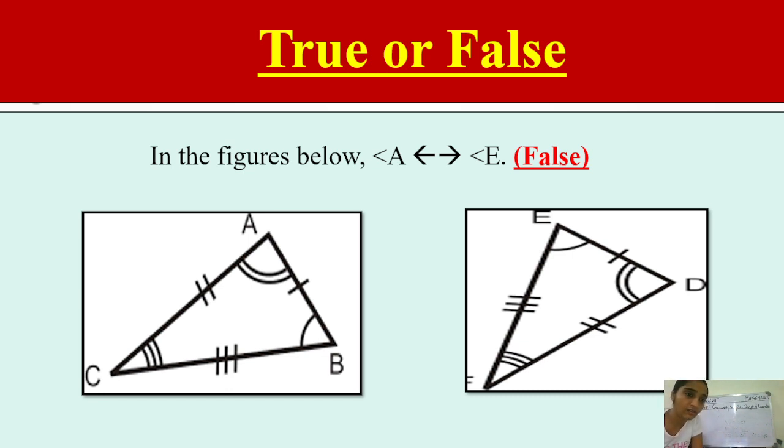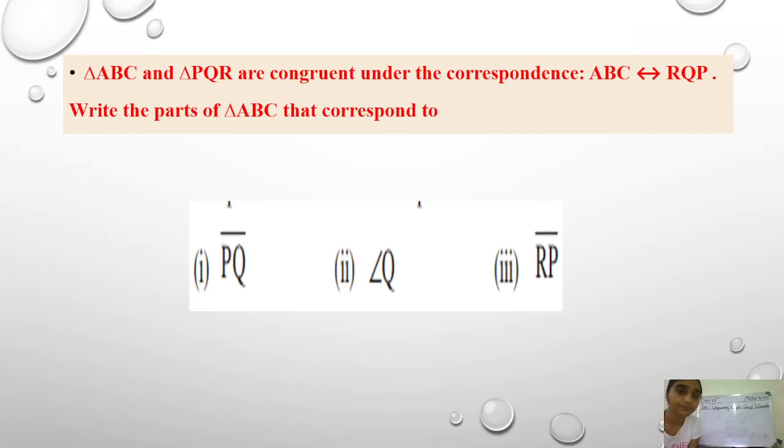Now students, what are we actually going to do? We are going to discuss an example based on congruent triangles. So let us see the statement of the example. It says we have two triangles, triangle ABC and triangle PQR. They are congruent under the correspondence ABC corresponds to RQP. Okay, RQP.